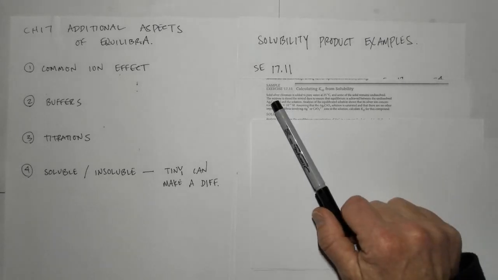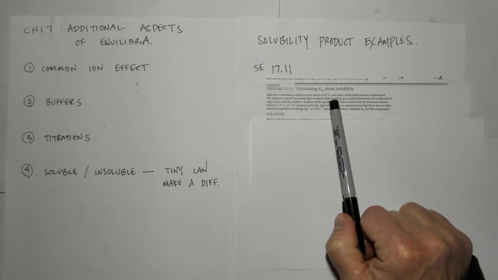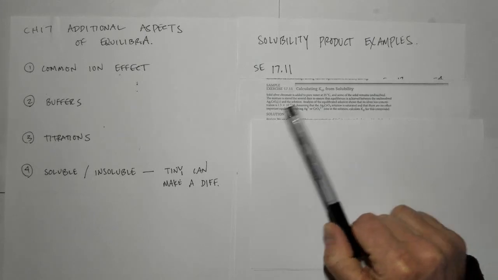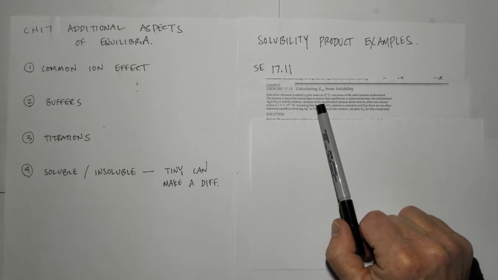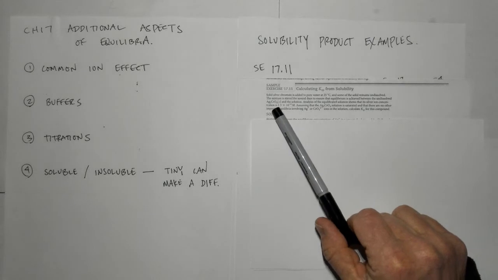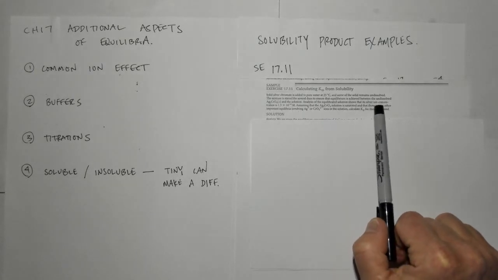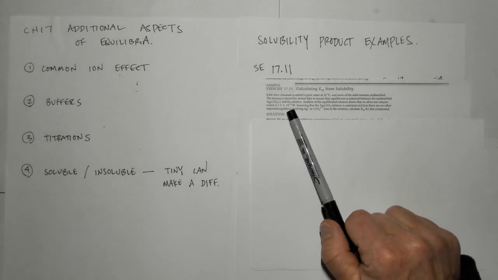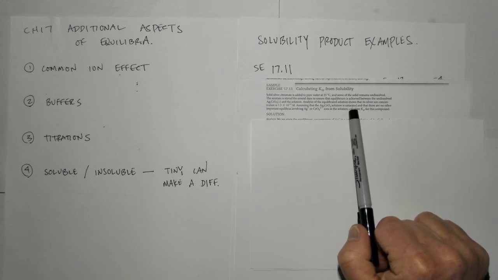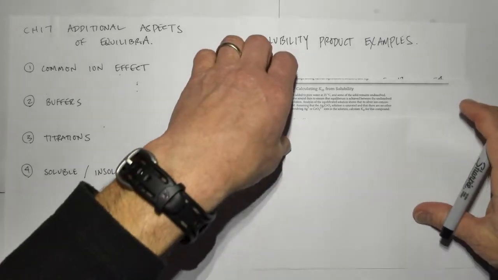And this says solid silver chromate is added to pure water at 25 degrees Celsius and some of the solid remains undissolved. The mixture is stirred for several days to ensure that equilibrium is achieved between the undissolved silver chromate and the solution. Analysis of the equilibrium shows that the silver ion concentration is 1.3 times 10 to the negative fourth molar. Assuming that the silver chromate solution is saturated and that there are no other unimportant equilibria, calculate the Ksp for this compound.